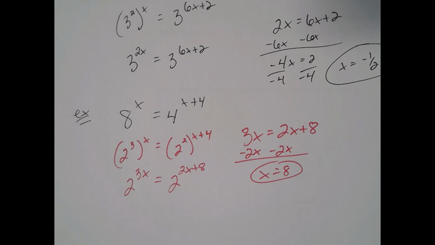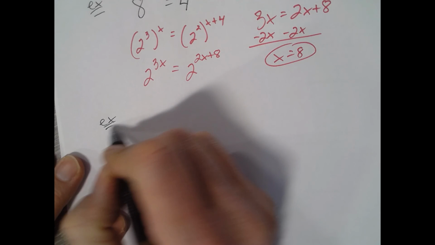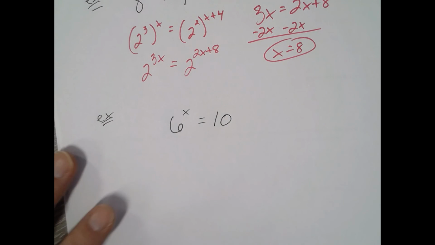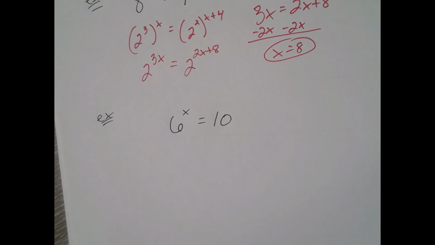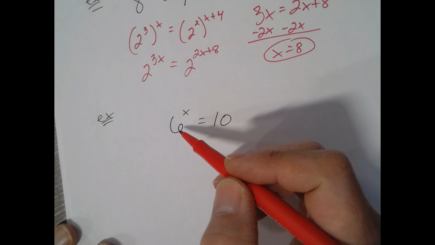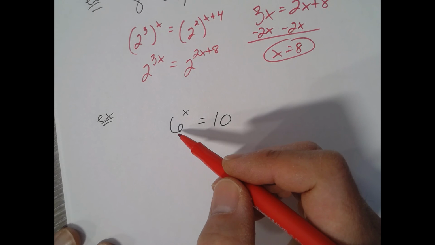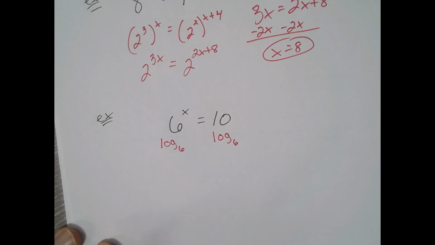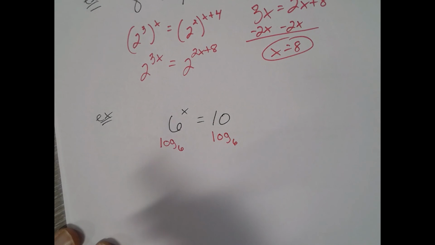Alright, last problem, and I'll let you work. It's not going to have the same base, but if I have 6 to the x equals 10, and I asked you to solve this, remember we're trying to solve for x, get x by itself. By now I hope that you realize that logs and exponentials are inverses of each other. So if we're going to get rid of 6 to the power, we have to do a log base 6 of each side, and that will undo the 6 on the left side.